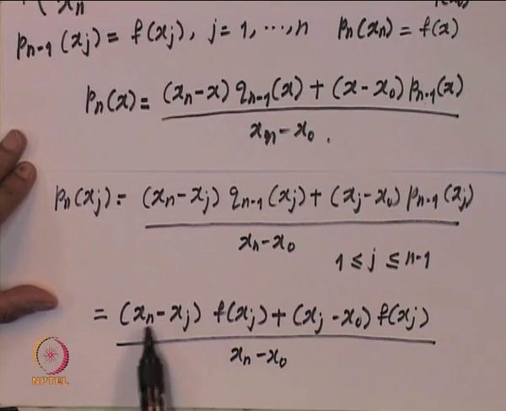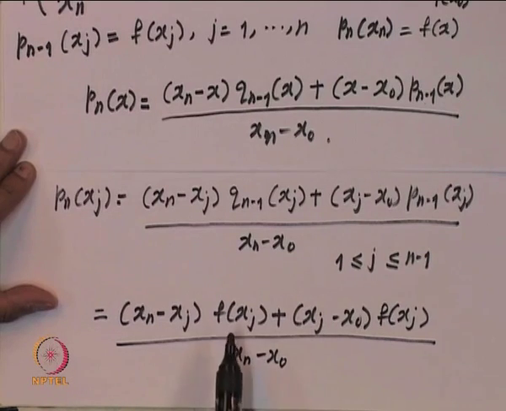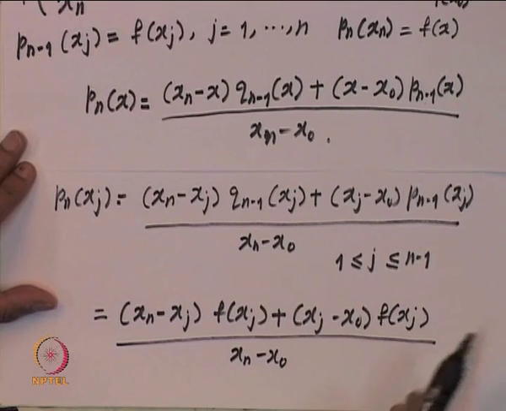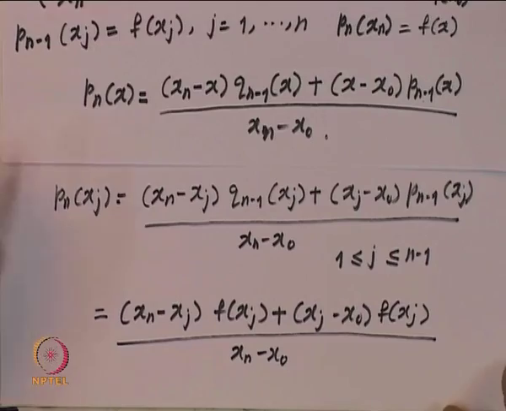Now, (x_n − x_j) plus (x_j − x_0) gives us x_n − x_0, that gets cancelled and you are left with f(x_j). Thus we have constructed a polynomial p_n(x). We had a polynomial q_{n−1}, which interpolated the given function at x_0, x_1, ..., x_{n−1}. We had another polynomial p_{n−1}, which interpolated the given function at x_1, x_2, ..., x_n. Using these, we constructed a new polynomial p_n, which interpolated the given function at x_0, x_1, up to x_n.